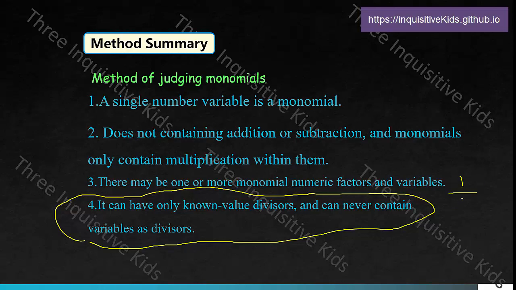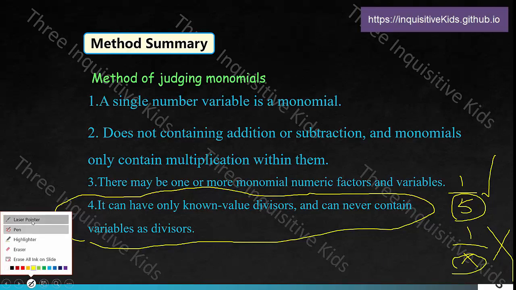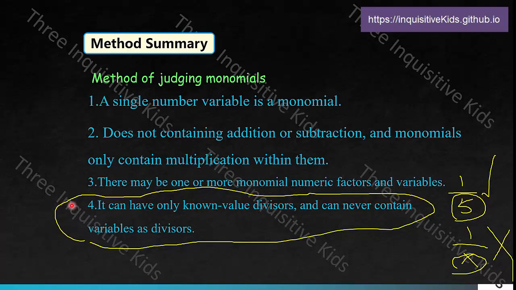So that means that 1/5 would qualify as a monomial. But 1 divided by x would not be a monomial because of the divisors: one is a known value while the other is an unknown variable. So that's a very important part there that I want you to jot down, because many people forget this rule and forget that this does not qualify as a monomial.